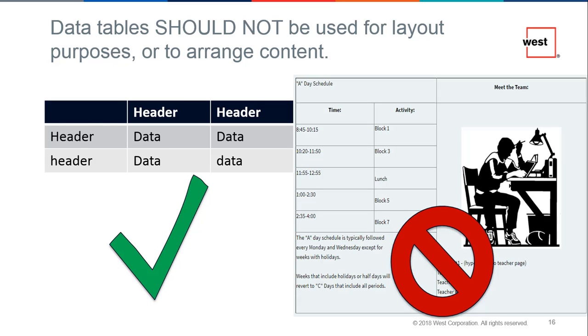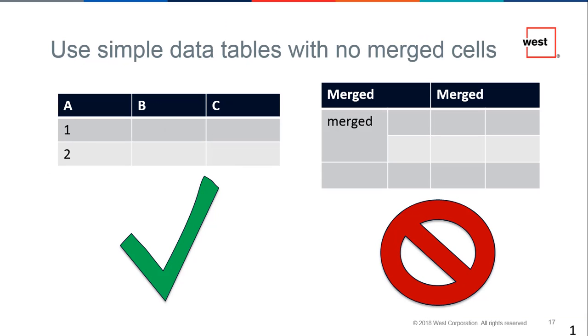Data tables should not be used for layout purposes or to arrange content on a page. Data tables should be simple with no combined or merged cells. While it's possible to make complex data tables accessible, it requires much more manipulation of the HTML, including creating ID elements for every header cell and individually labeling every single cell with all IDs of their headers. That is not something we will cover in this video.